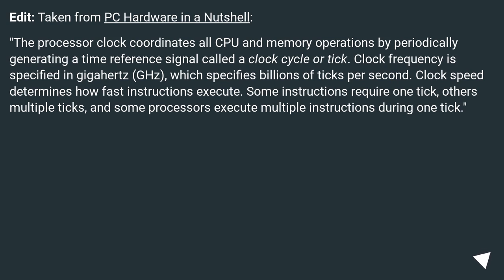Edit: Taken from PC Hardware in a Nutshell. The processor clock coordinates all CPU and memory operations by periodically generating a time reference signal called a clock cycle or tick. Clock frequency is specified in gigahertz, GHz, which specifies billions of ticks per second. Clock speed determines how fast instructions execute. Some instructions require one tick, others multiple ticks, and some processors execute multiple instructions during one tick.